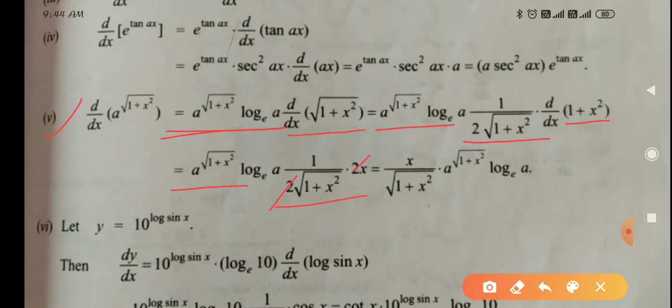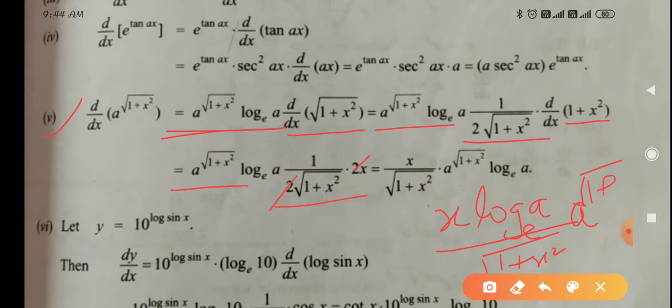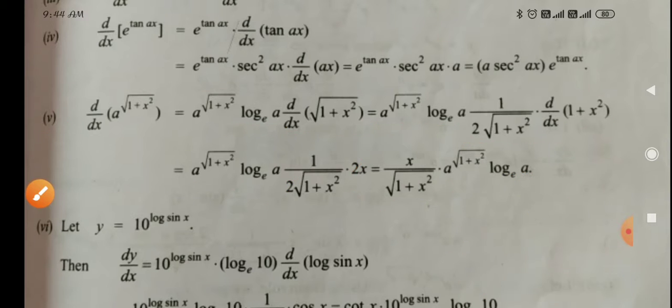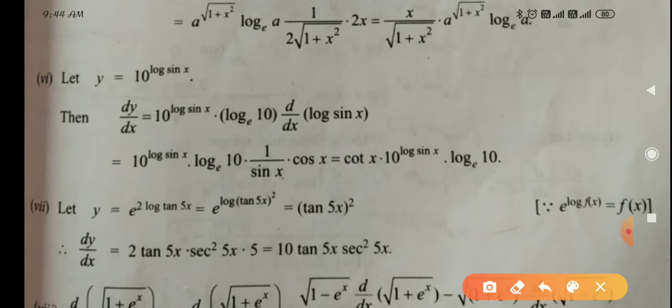So what will come? X upon x, you can write it x log a to the base e upon under root 1 plus x square a to the power under root 1 plus x square. Like this you can write this. So it is given x upon under root 1 plus x square log a into a to the power 1 plus x square. Next part you can see, sixth part, tan to the power log sin x.